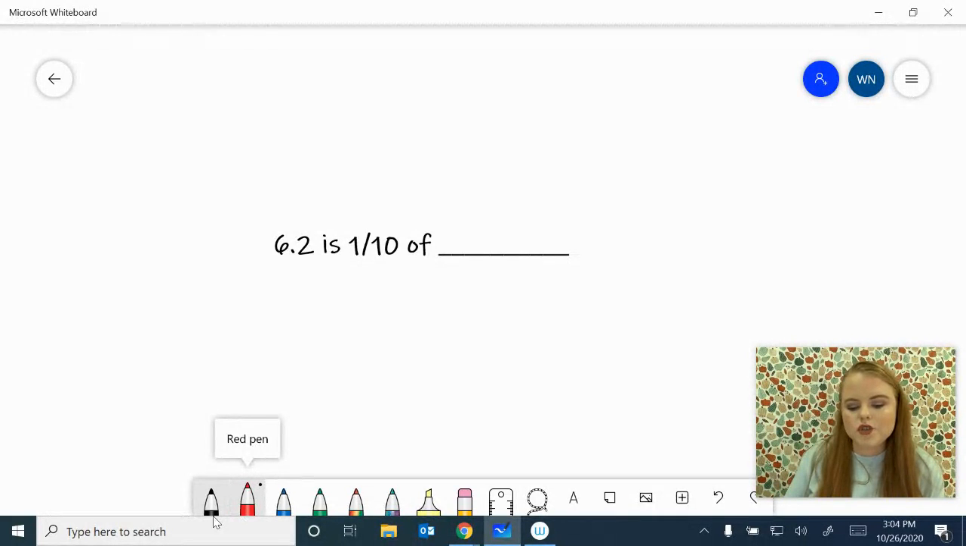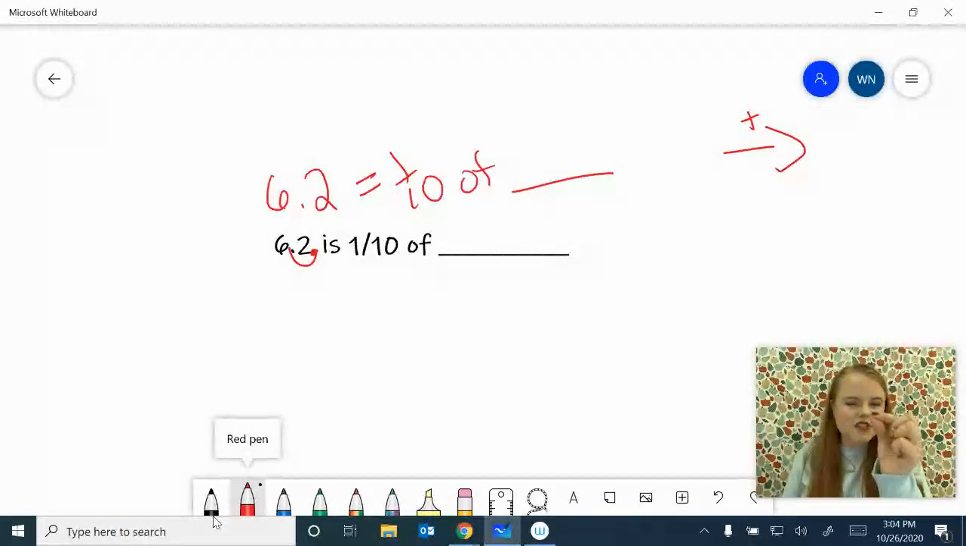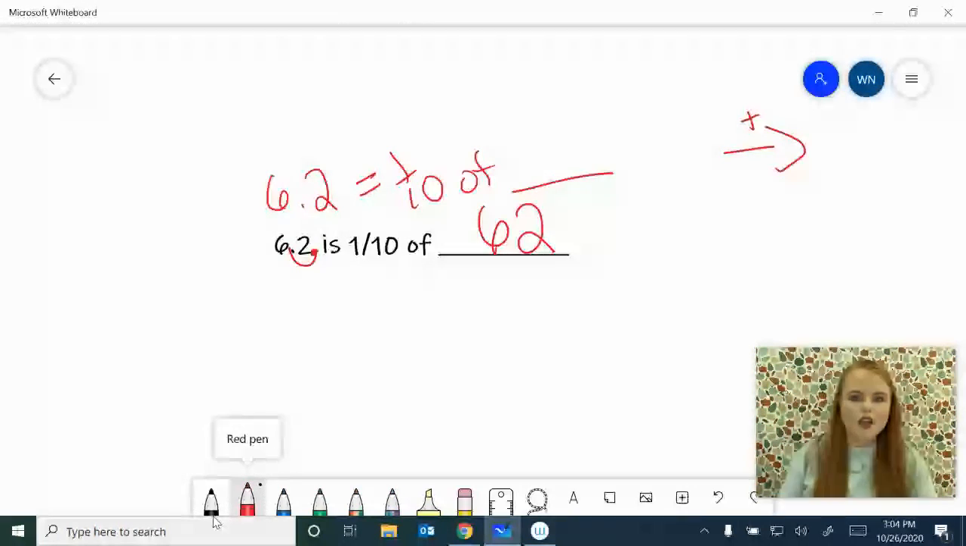6 2/10 is 1/10 of a bigger number. So if we're looking for a bigger number, we're going to go to the right. Let's move it over 1. So 6 2/10 is one small piece of 62. I hope you understood those. Go ahead and match some of these together. And then when we come back, we'll be going over some problems in the book together.